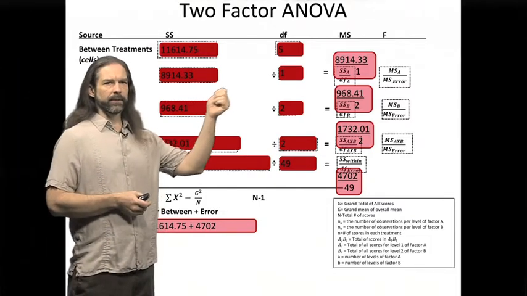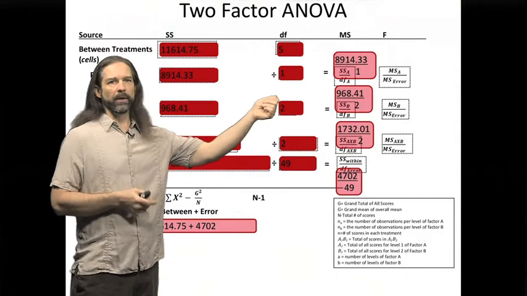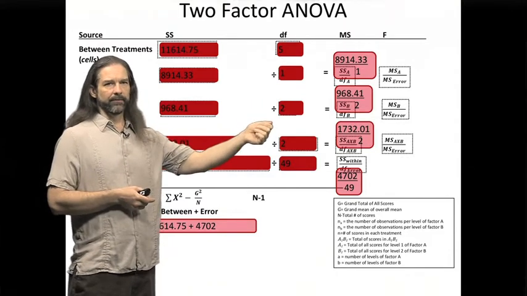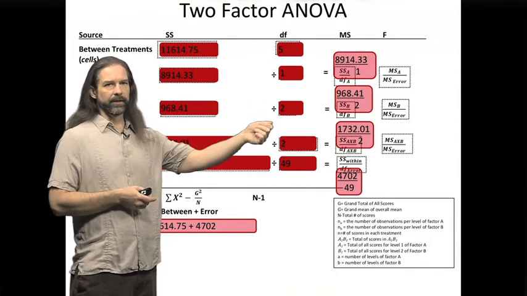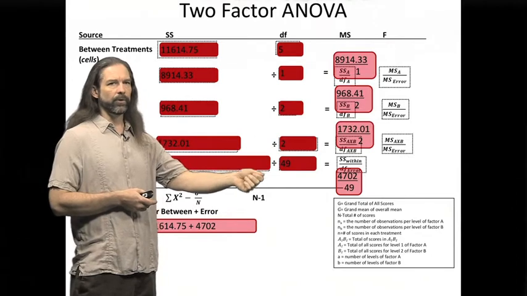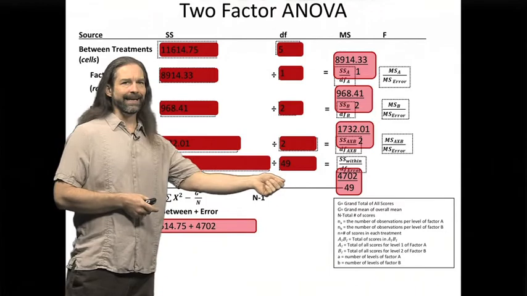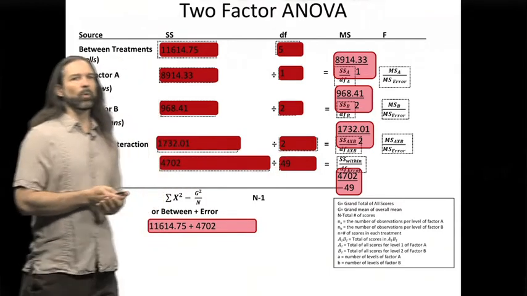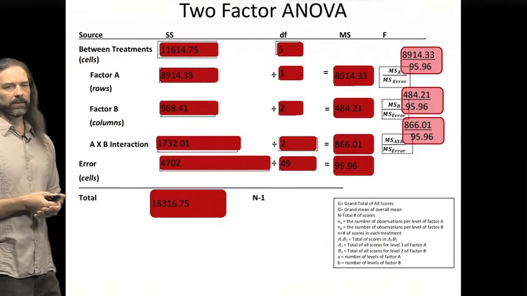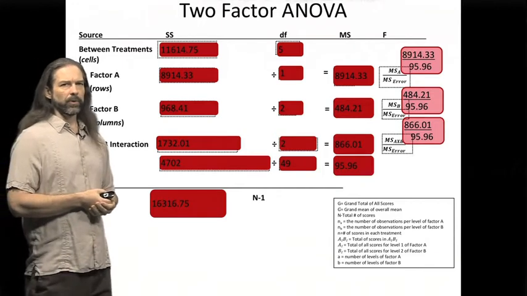So I just simply divide across. I've got 8914.33 divided by 1. That's going to be exactly the same value. Obviously, when we do the math, we're going to have to divide here by 2, divide here by 2, and then finally, we're going to divide that 4702 by 49 in order to get our mean square terms for that Easy ANOVA table. So as we move forward, I've filled those in.